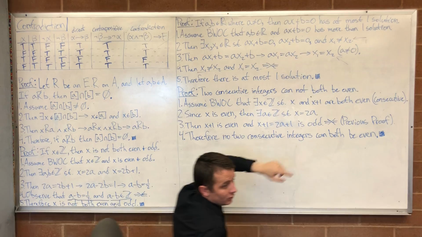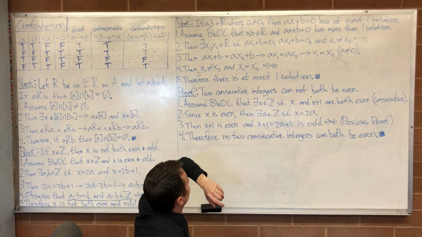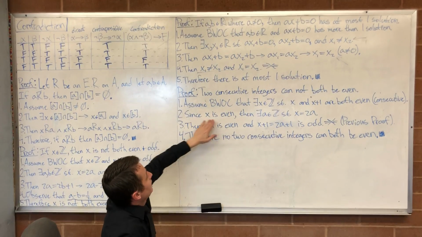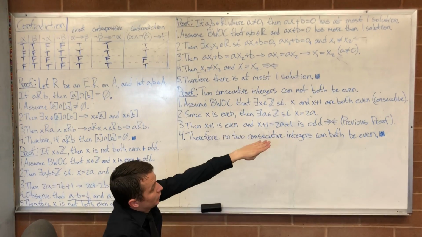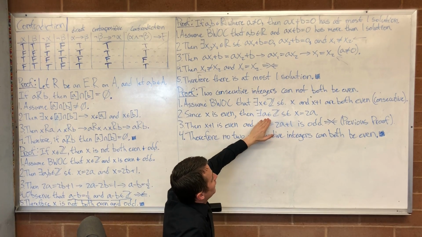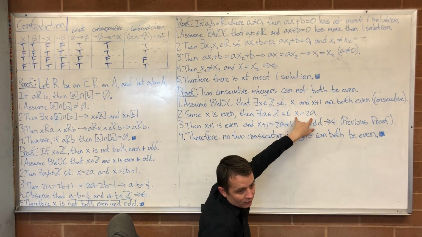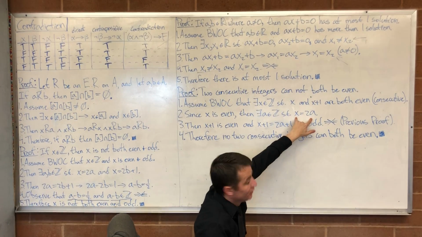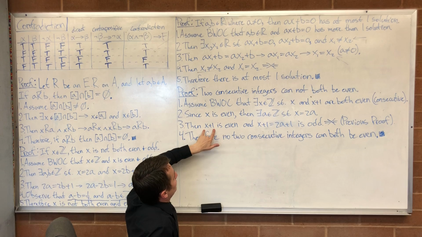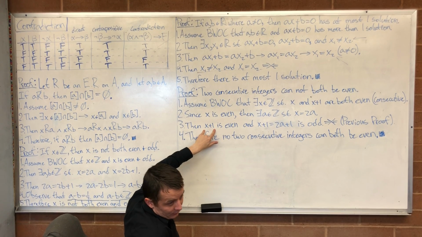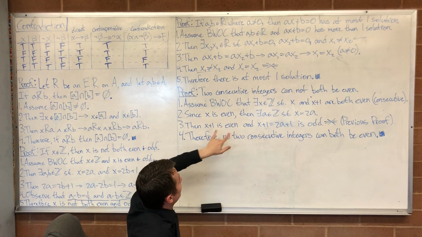Good? Yeah, they can't both be. Well, we got to prove that. You can't say that. Now, I assume that they're both even. Since x is even, then there must exist some integer a such that x is equal to 2a. That's what it means for x to be even. Right? So then, x plus 1 is even. That's what we assumed, that they're both even.